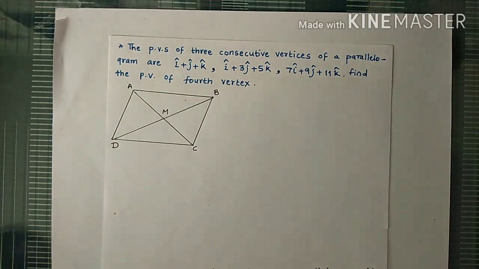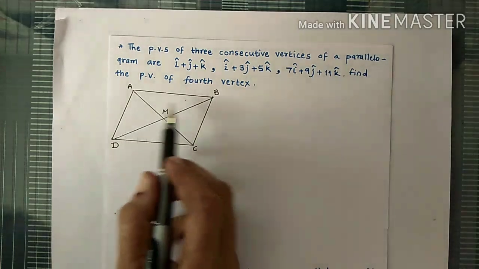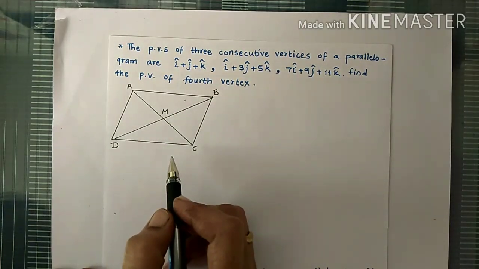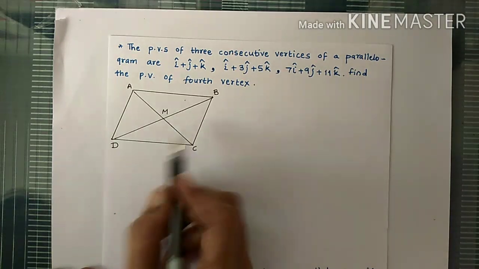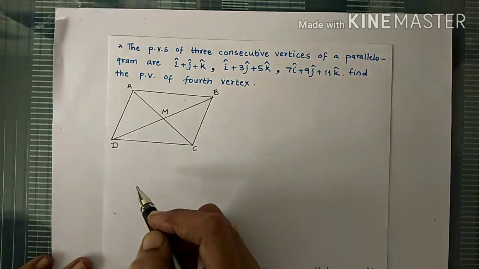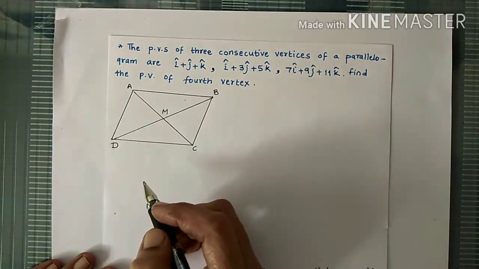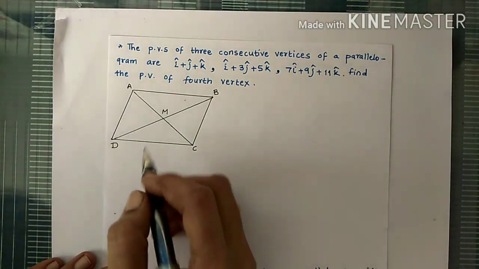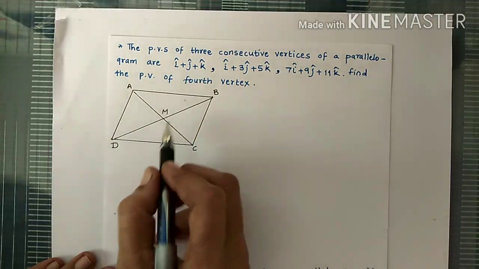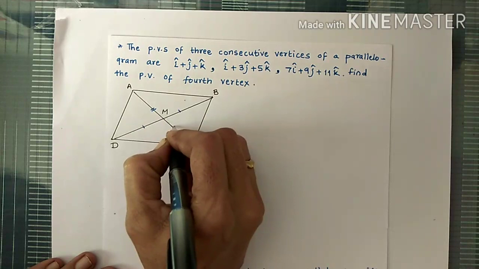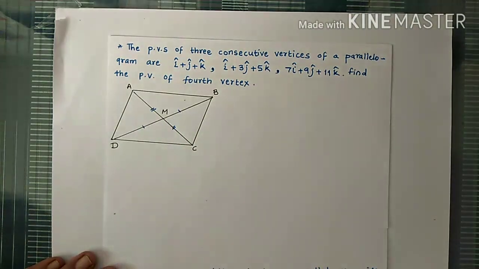So I have drawn a parallelogram here, parallelogram ABCD, and I have joined the points A and C. So AC is the diagonal and BD is a diagonal as well. So in this question, we are going to use the property of parallelogram, that is the diagonals of a parallelogram bisect each other. So M is midpoint of AC and midpoint of BD.